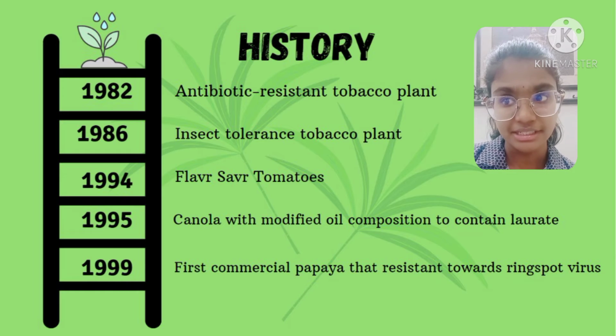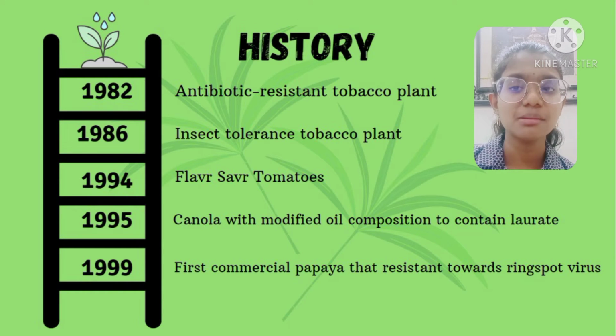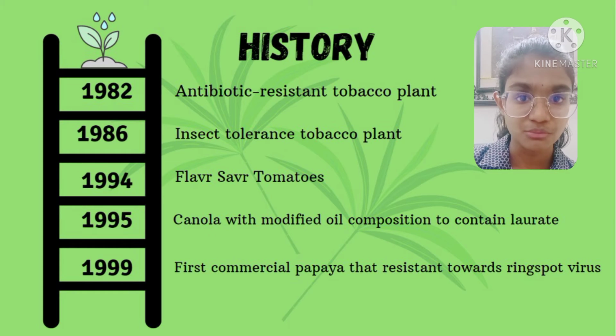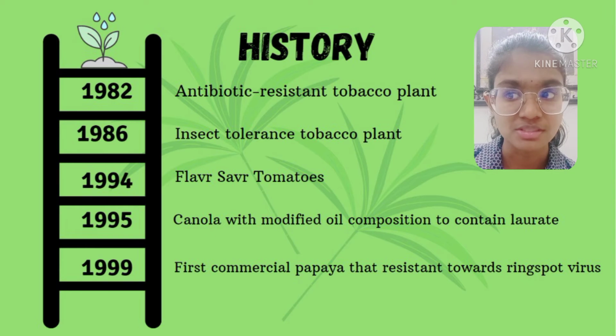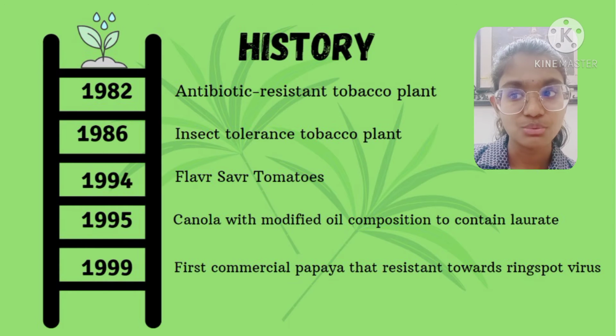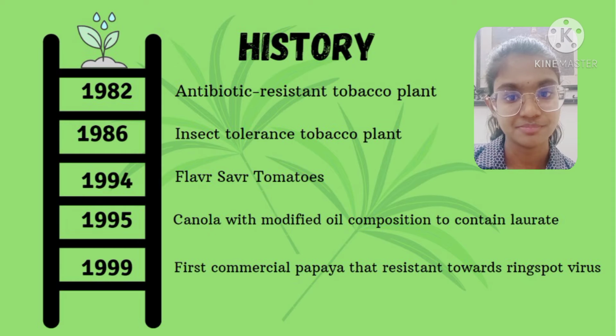In 1999, the first commercial papaya that is resistant towards ring spot virus was produced. It has been added with viral capsid protein. This is to create the effect of an immune response. However, the crops were grown in Hawaii.